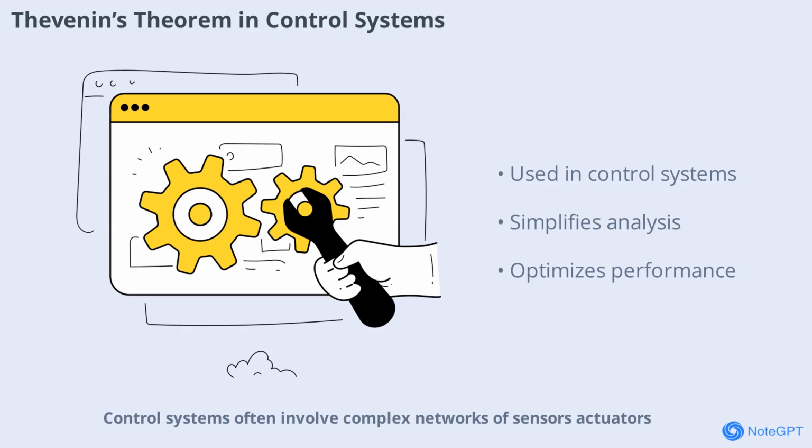Control systems often involve complex networks of sensors, actuators, and controllers. Thevenin's theorem helps engineers simplify these networks, making it easier to analyze system behavior and design stable control loops. By focusing on the key components, you can optimize performance and ensure reliable operation.